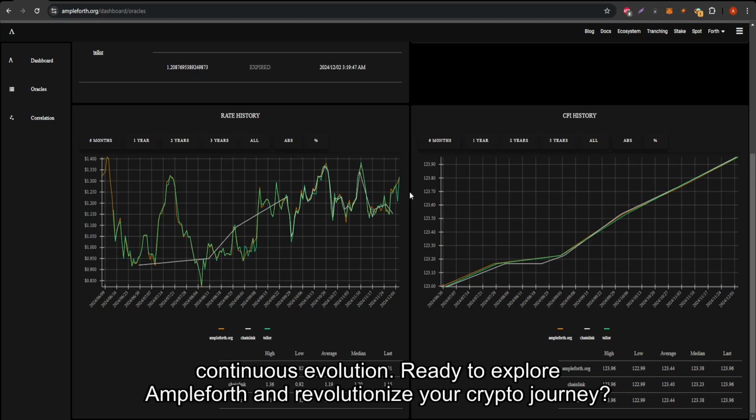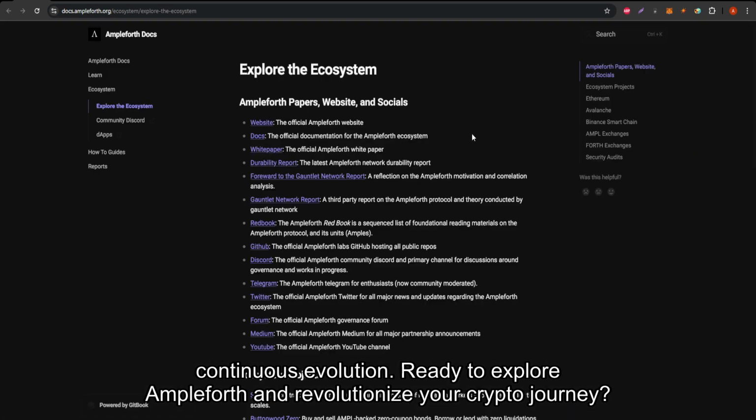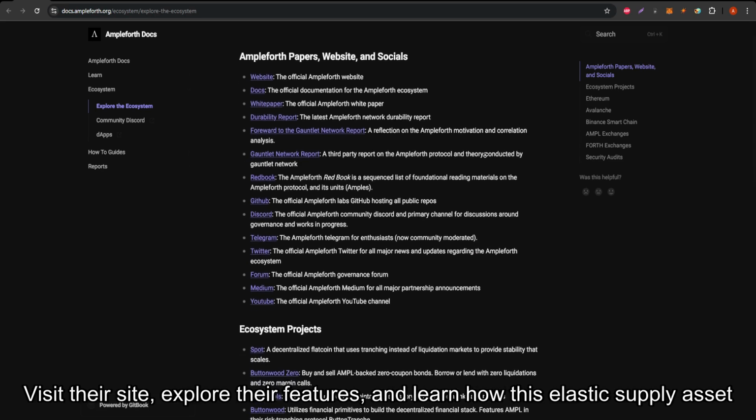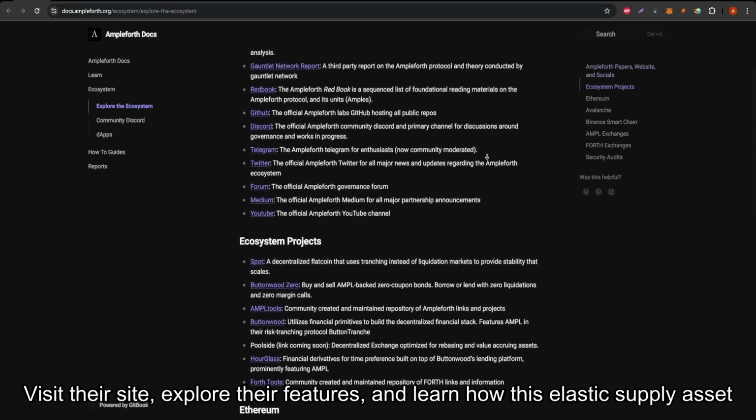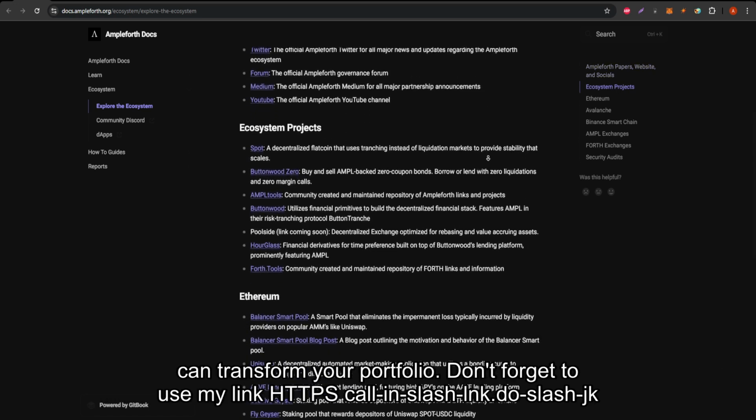Ready to explore Ampleforth and revolutionize your crypto journey? Visit their site, explore their features, and learn how this elastic supply asset can transform your portfolio.